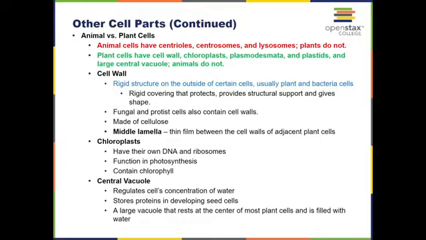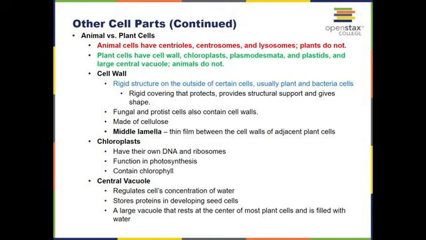So the cell wall of plant cells is a rigid structure, not as rigid as that we see on bacterial cells, but it's still a very rigid structure that's outside the cell membrane. You see it not only on plants, but also fungal and protist cells generally have cell walls, and it's made up of cellulose, which is a kind of polymer of glucose. We also see the middle lamella, or a thin film between the cell walls of adjacent plant cells, so you'll see this structure when plant cells come together to build a plant tissue.